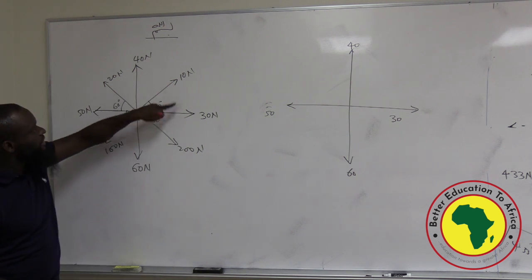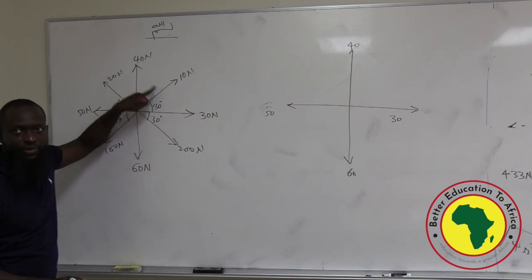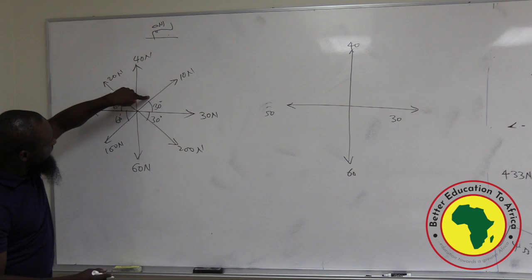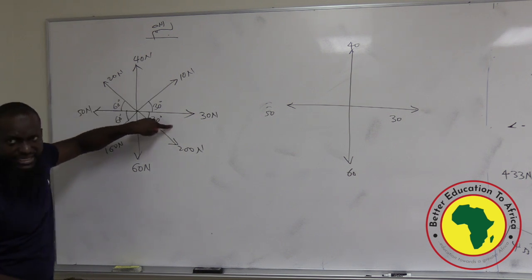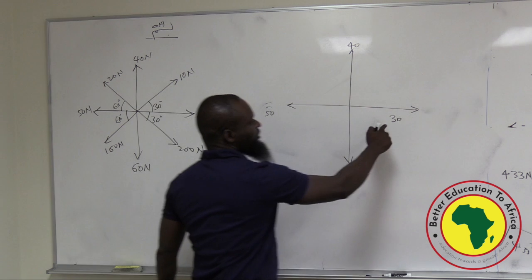Now we come to the forces that are in between the axes, those that have an x and y component. The first one is 10. The x component is 10 cosine 30. So 10 cosine 30 will add to the 30 here.